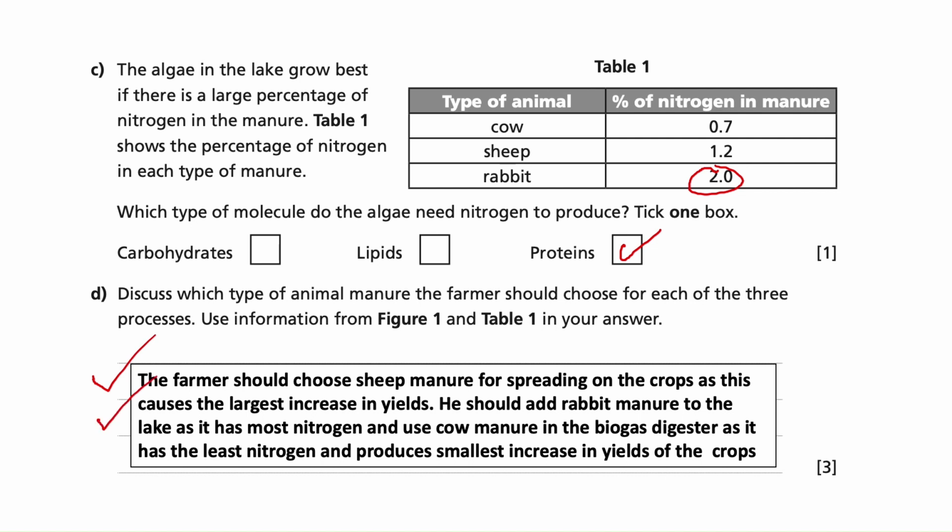And finally, that leaves the cow manure. Now, we would use the cow manure in the biogas digester as it has the least nitrogen and produces the smallest increase in yield of the crops. So therefore, it's not the best use in either of those. Therefore, it can go into the biogas digester. Those 3 points score the 3 marks available for this question.